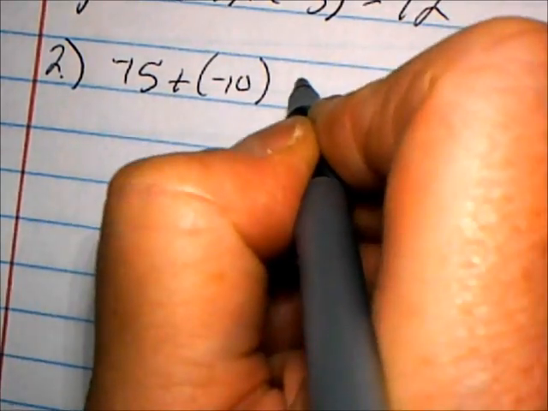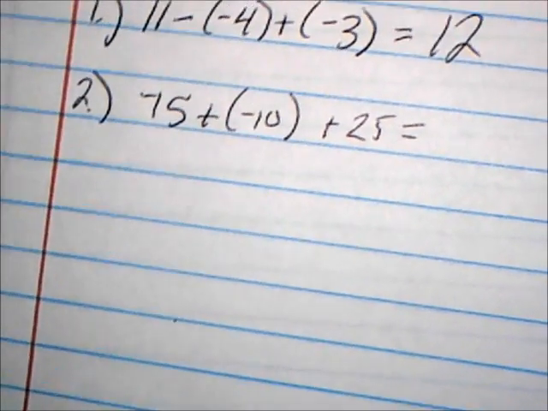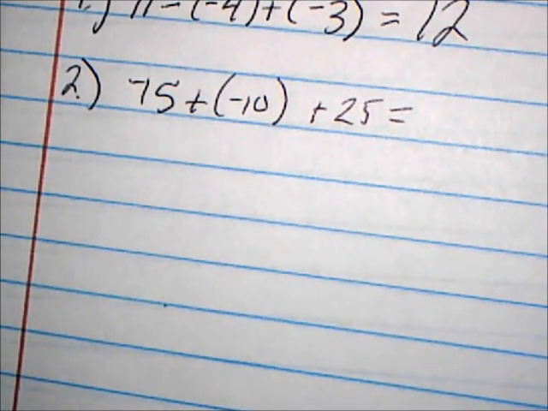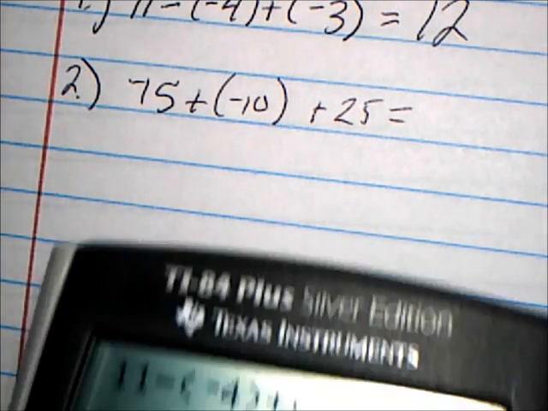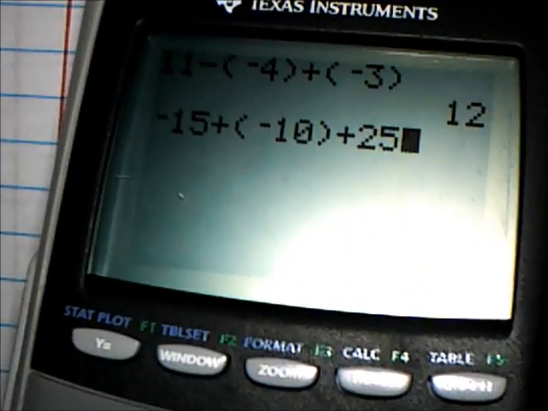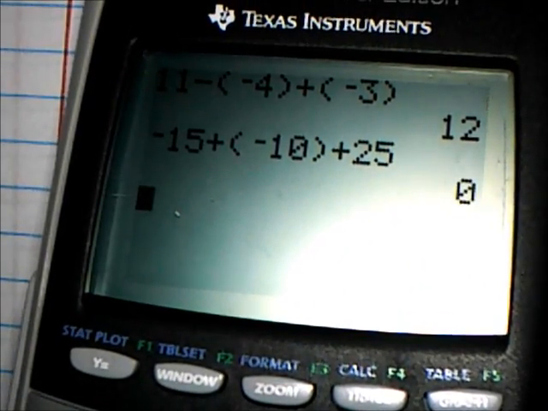All right, number 2. Negative 15 plus parentheses negative 10 plus 25. Plug it in. Make sure you know how to plug it into your calculator. 0. Really? 0? Okay, that's 0.